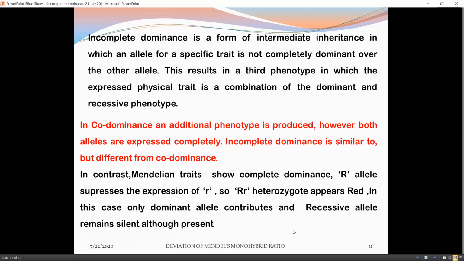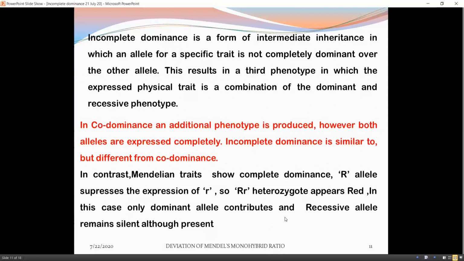Incomplete dominance is a form of intermediate inheritance in which an allele for a specific trait is not completely dominant over the other allele. This results in a third phenotype in which the expressed physical trait is a combination of dominant and recessive phenotype. In codominance, an additional phenotype is produced. However, both alleles are expressed completely. Incomplete dominance is similar to but different from codominance. In contrast, Mendelian traits show complete dominance.